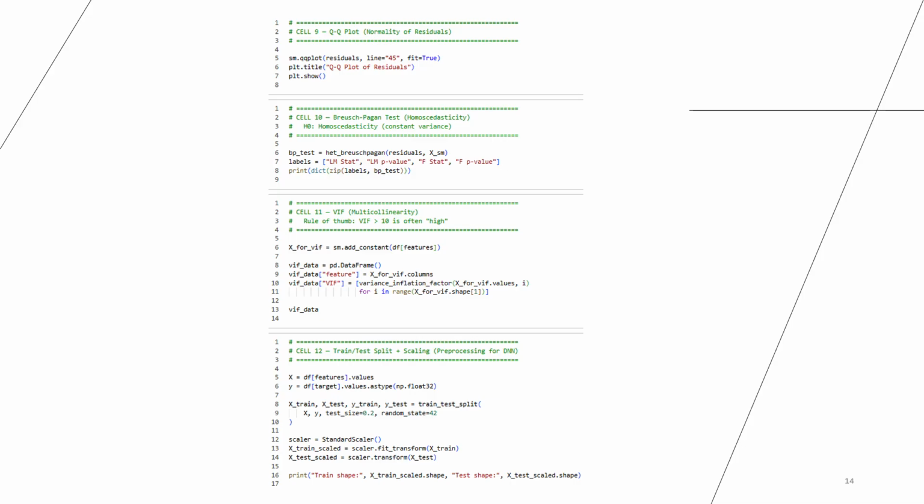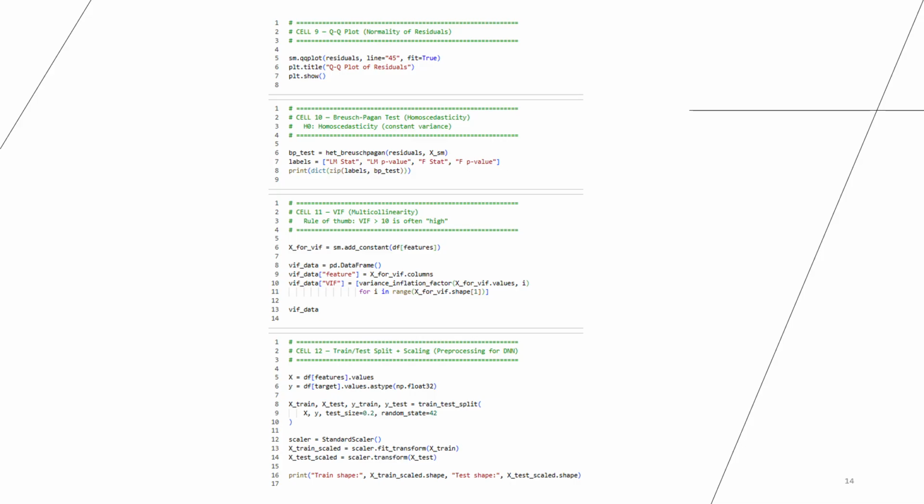Next, in Cell 10, we perform the Breusch-Pagan test, which is used to examine homoscedasticity, or constant variance, of the residuals. The null hypothesis of this test assumes that the variance of the residuals is constant across different levels of the predictors. If the test returns a small p-value, that suggests the presence of heteroscedasticity, meaning the spread of the errors changes across the range of predicted values. Identifying heteroscedasticity can be useful when evaluating the assumptions of traditional regression models and understanding the stability of prediction errors.